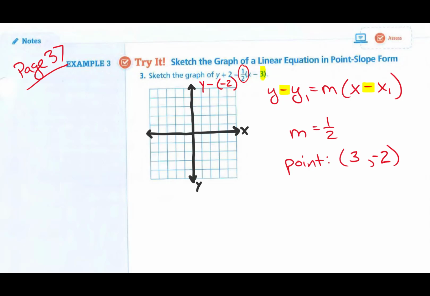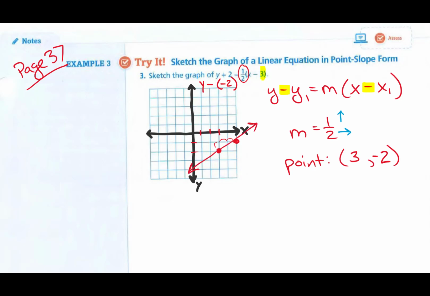So when we plot, we're going to start with our point. So we'll go over 3, 1, 2, 3, and down 2, 1, 2. That's where our point will be. And now we're going to use our slope. So our slope tells us to go up 1, to the right 2. That'll be our next point. So we're going to go up 1 and then to the right 2. And we have our second point.